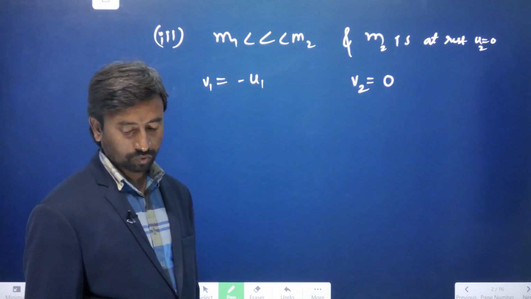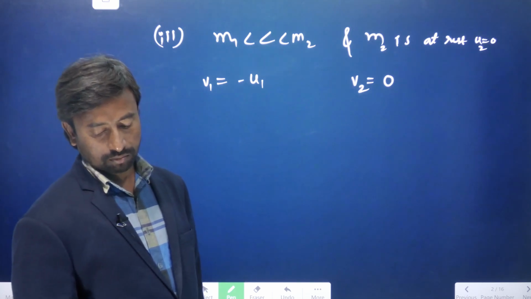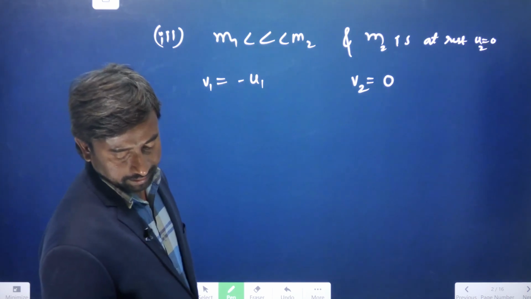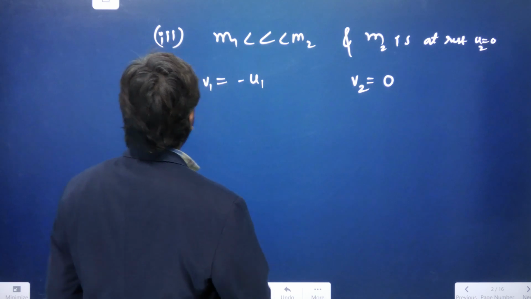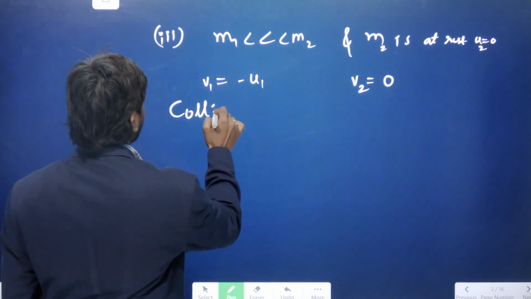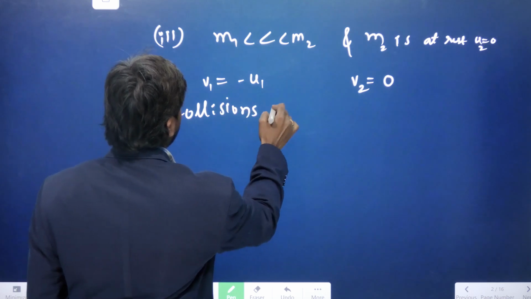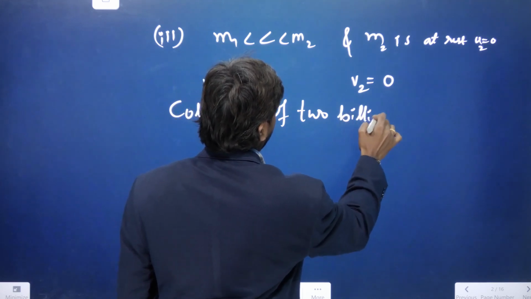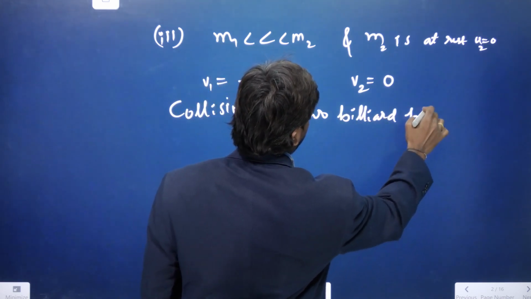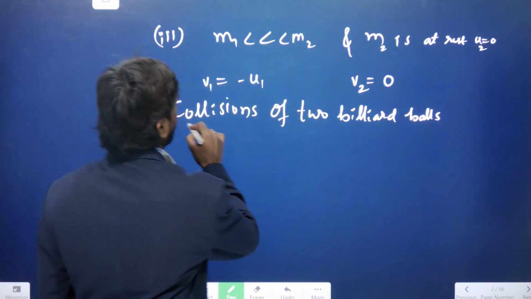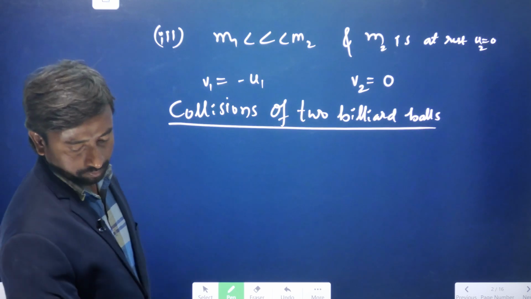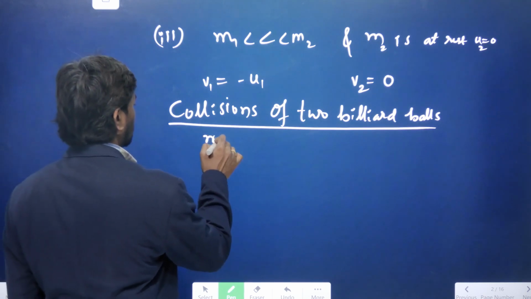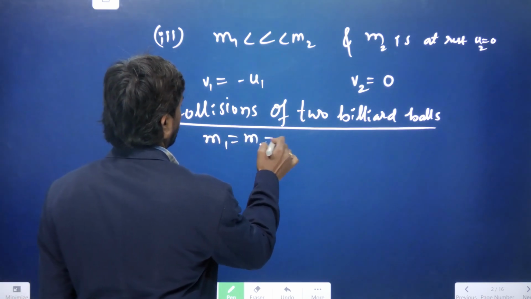Next case, collisions of two billiard balls. In a billiard game, in these collisions of two billiard balls, we have M1 is equal to M2. All the billiard balls have equal mass.